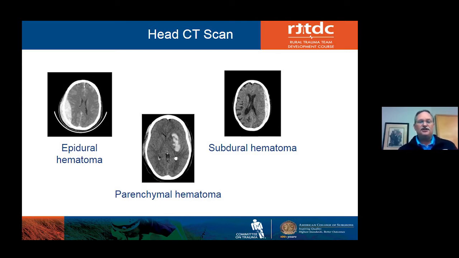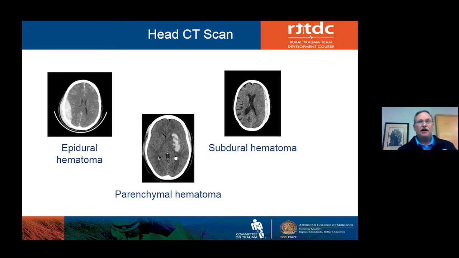This does not cross the sutural line, so usually you see it fairly localized, almost in an oval shape or a teardrop shape. Subdural hematomas are more venous bleeds. They can be slower, over hours to even days.